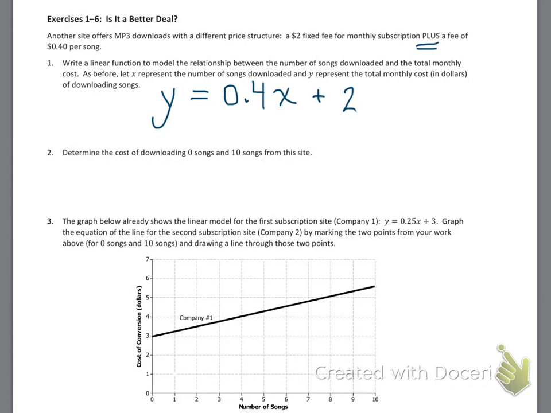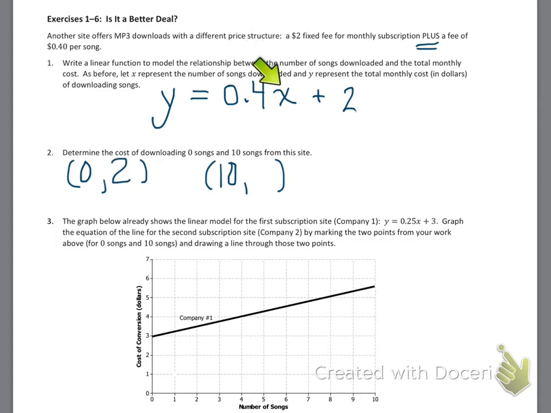And so it's similar in structure to the other one. So we're asked to determine the cost of downloading 0 songs and downloading 10 songs. I'm just going to go ahead and write these as ordered pairs because X is the first variable in the ordered pair. So we want X to be 0 and X to be 10. So if you look at this function, when X is 0, this term drops out and Y is just 2. That's our fixed cost. So Y is 2.